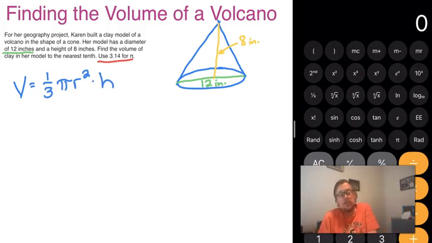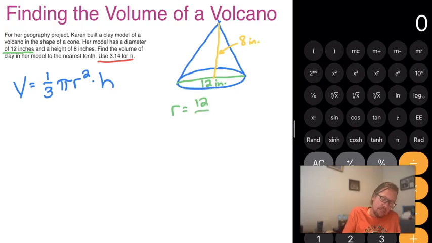Okay, so the only real math we have to do outside of just plugging stuff into the calculator is we have to somehow turn that diameter into a radius. I just don't know how we're going to manage to do that, except radius is half diameter, so I guess half of 12 is 6.